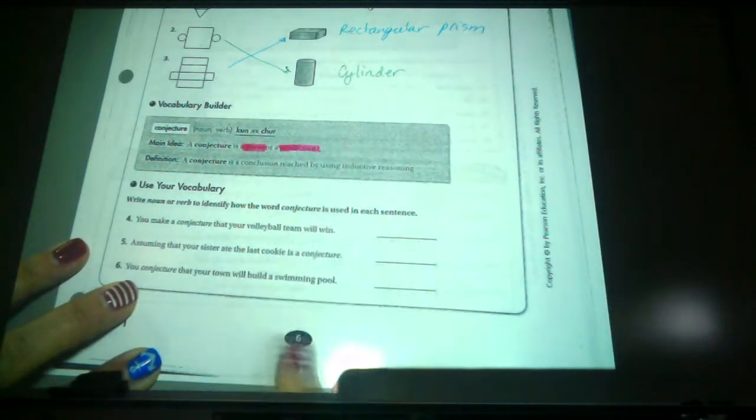All right, so then we have some vocabulary for today. We're going to start in this chapter to use conjectures and hypotheses and conclusions in order to start our process of proofs. And so, highlight the following. A conjecture is a guess or a prediction. You're going to look at a situation and make a guess about it.